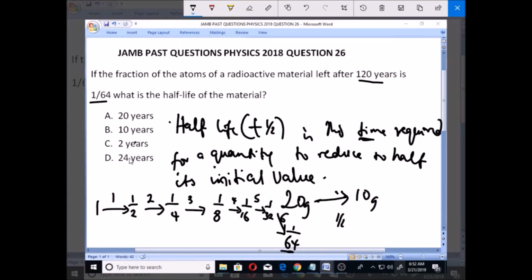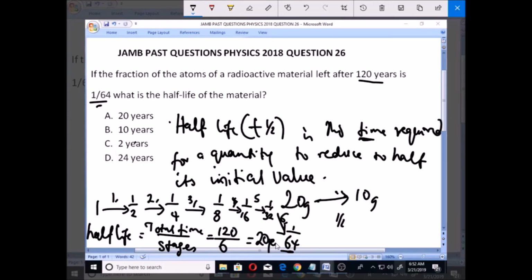And 1/64 is actually what is given here. So how many movements got you to 1/64? You have 1, 2, 3, 4, 5, 6 movements. So now, having that, you can see that half-life is equal to the total time all over the stages. That is the number of movements taken, and the total time is 120 years, all over the number of stages, which is 6. 120 over 6 will give us 20. So the answer is 20 years, and that is how you solve these. Thank you.